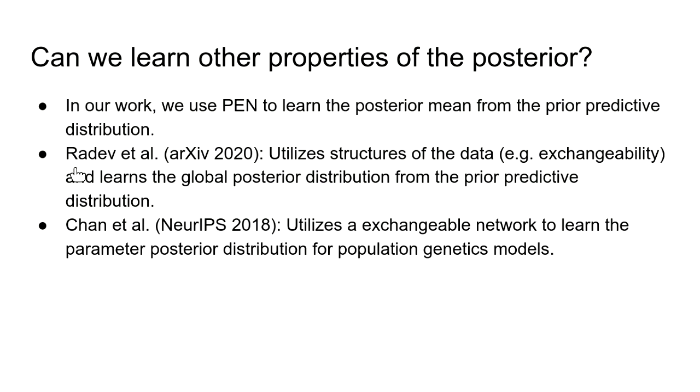So in this paper by Radev, the BayesFlow paper that is on arXiv currently, they utilize structures of the data, for instance, exchangeability, and then they learn the global posterior distribution from the prior predictive. So here they utilize the structure of the data, and then they try to target the posterior distribution directly from the prior predictive without having this extra step of targeting the posterior mean and then running ABC. And Pierre has already told us about this Chang paper, where they utilize an exchangeable network to learn a parametric posterior distribution in a population genetics model. So the difference here is that they try to learn the posterior distribution directly and not the posterior mean.